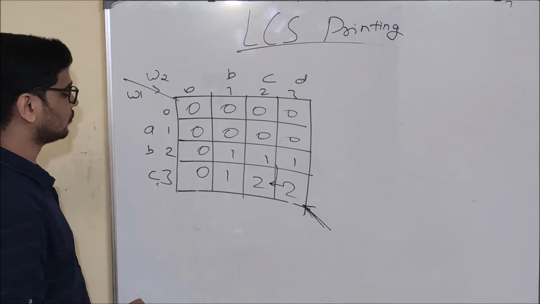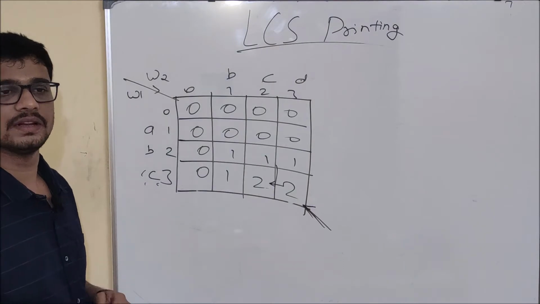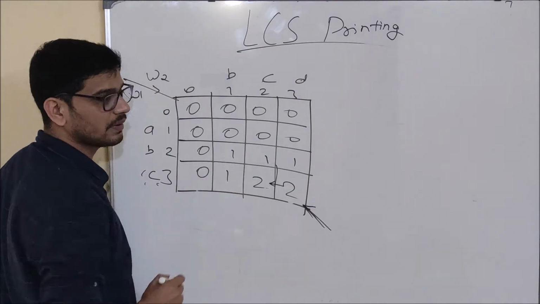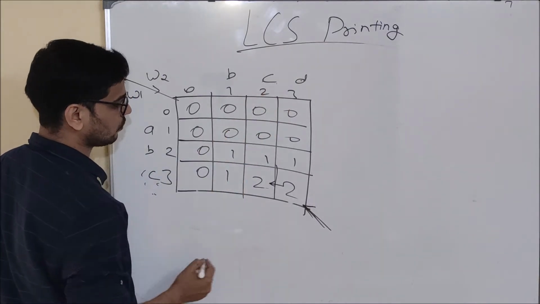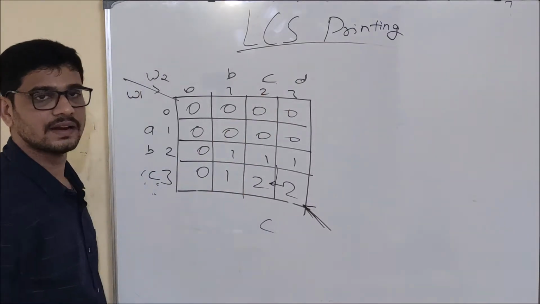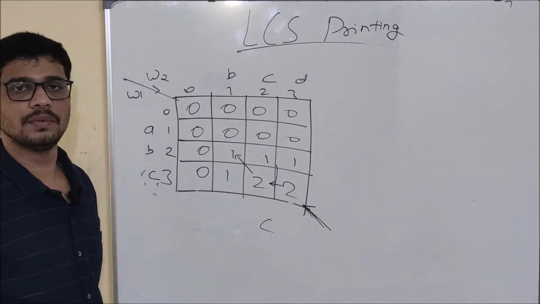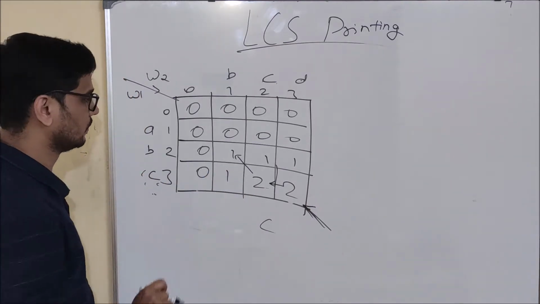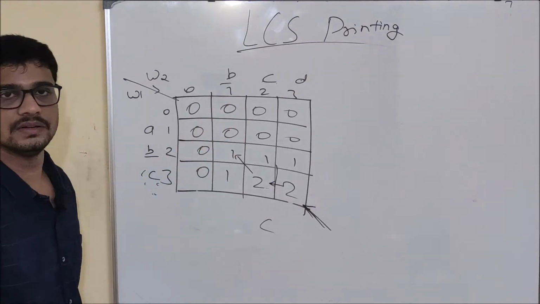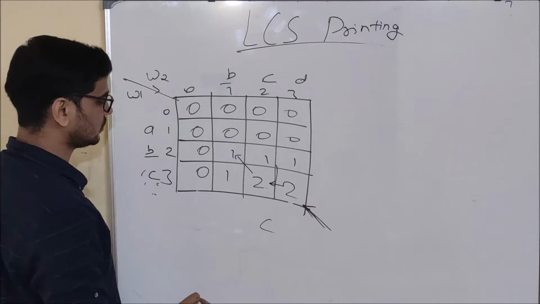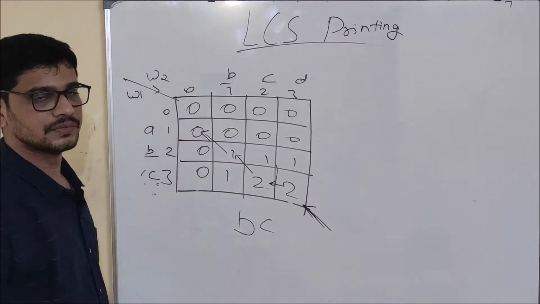After that, again I will match these two characters, and if these two characters are equal, that means I came from the diagonal. Then, as these two characters are equal, I will print this particular character, and after that I will move to the diagonal, as my answer came from here. Again I am going to match the characters, and you can see here both are B. So it is matching, that means I will print it, and again I will move diagonal.